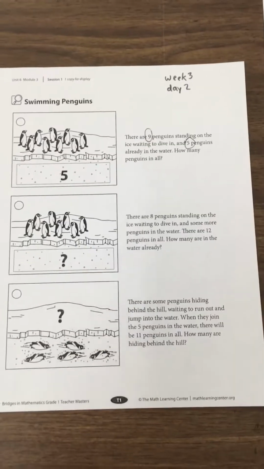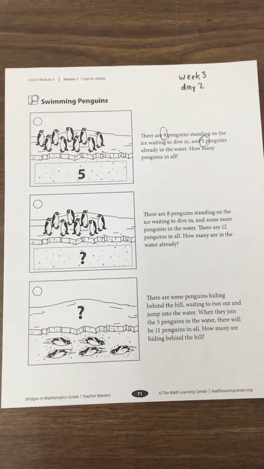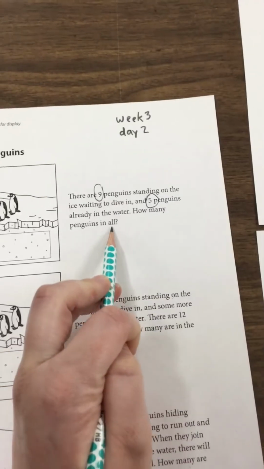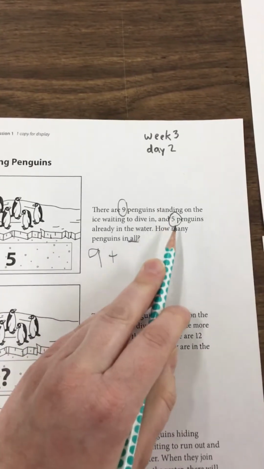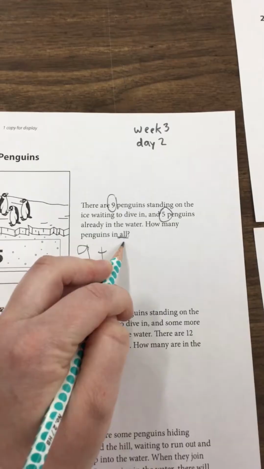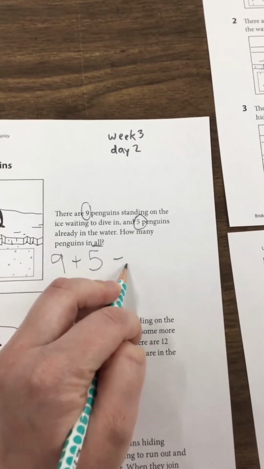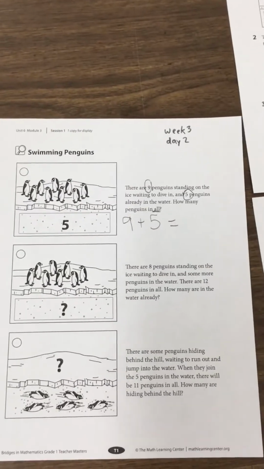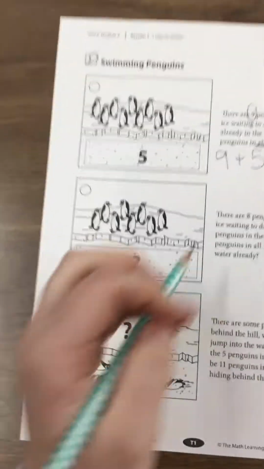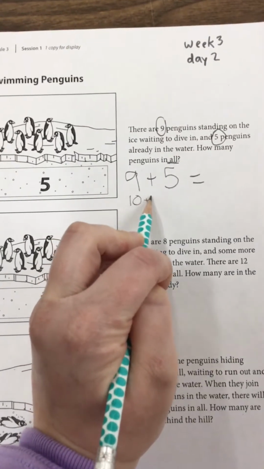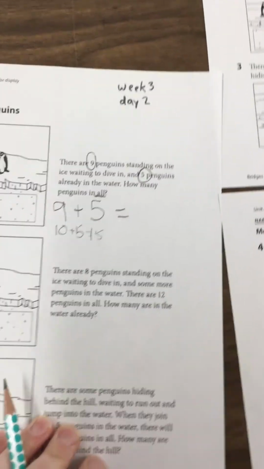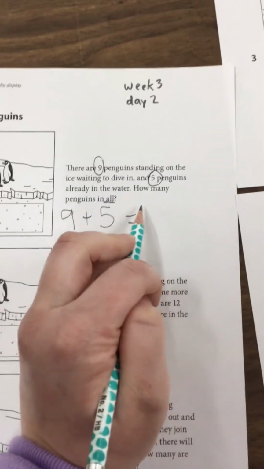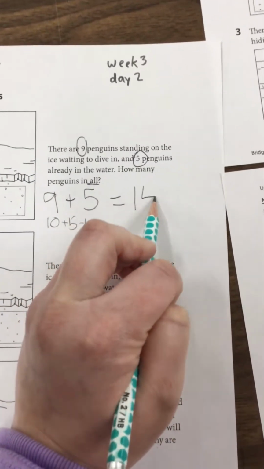I want you to write an equation. So are we adding or are we subtracting? Right, we're adding. We want to know how many in all, or how many all together. So I'm going to do 9 plus how many? 5 penguins are in the water. How many penguins in all? Well, I know 10 plus 5 equals 15. So 9 plus 5 is going to be 1 less. So 15 minus 1 is 14.